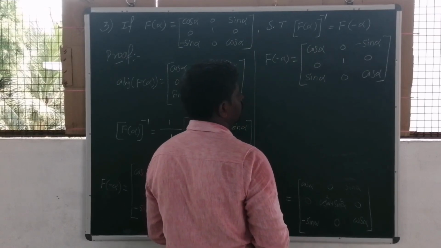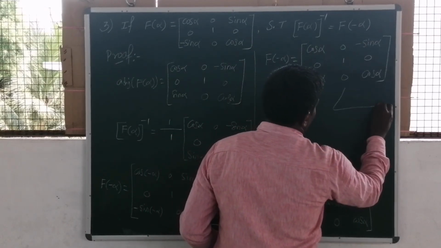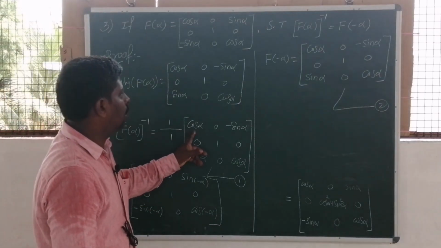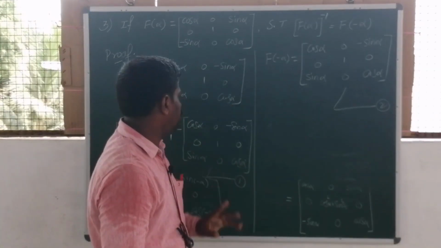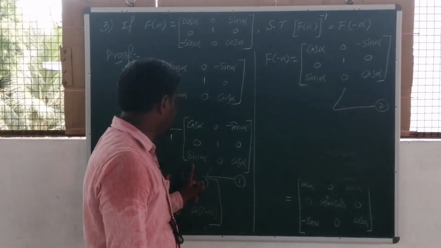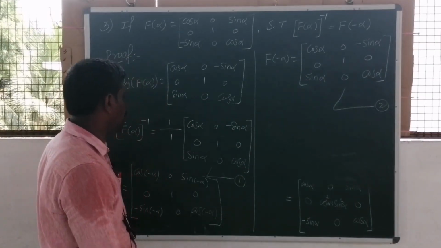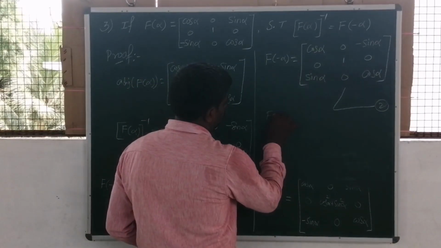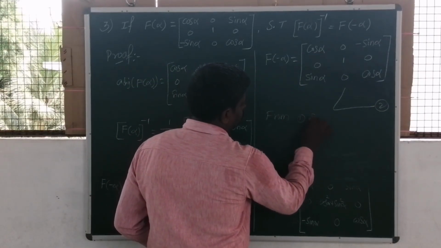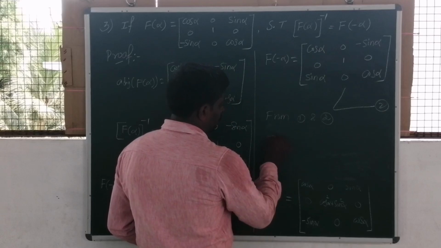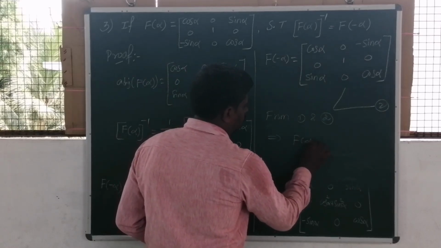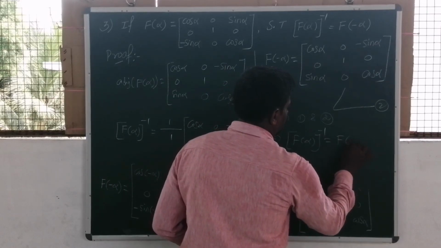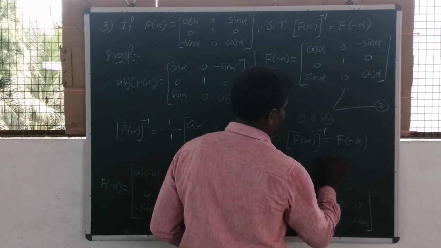We see now equations number 1 and 2. These are the same matrix: cos alpha 0 minus sin alpha, 0 1 0, and sin alpha 0 cos alpha. The two matrices are equal. Therefore, from equations 1 and 2, we have f of alpha inverse is equal to f of minus alpha. That is all.